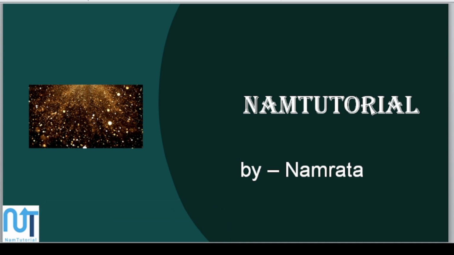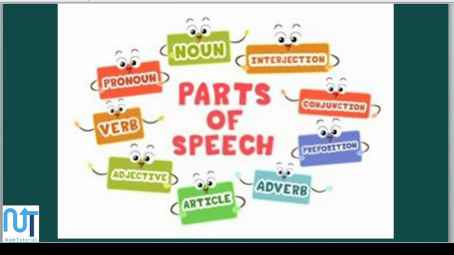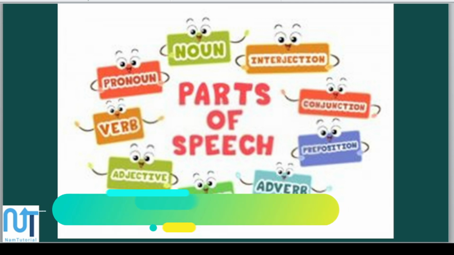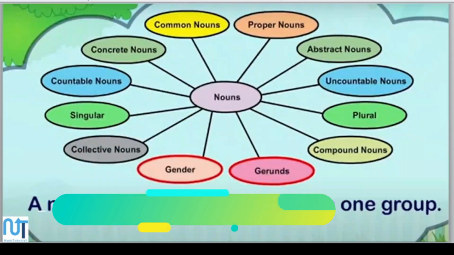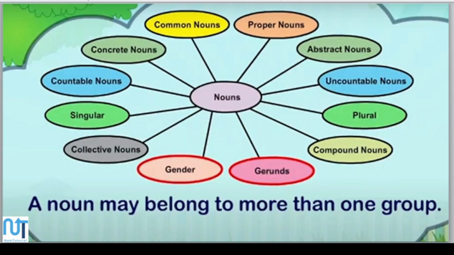Let's begin our journey. Today we will learn one part of speech, that is noun, and its types. Children, words that are nouns are broadly placed under the following groups. They are common noun and proper noun, concrete nouns, abstract nouns, countable and uncountable nouns, singular and plural nouns, collective and compound nouns, gerunds and gender-specific nouns. Kindly note that a noun may belong to more than one group.